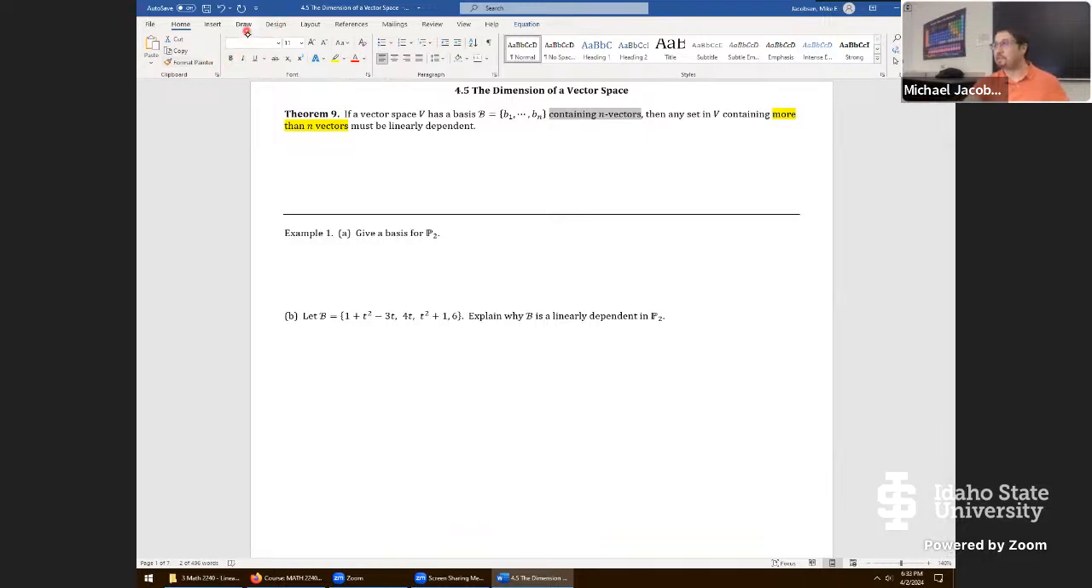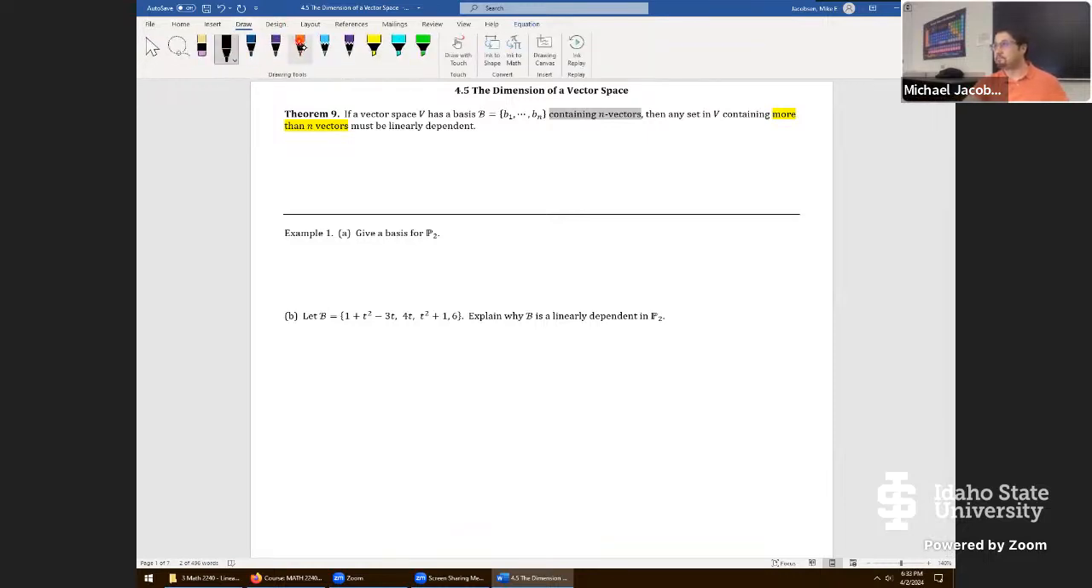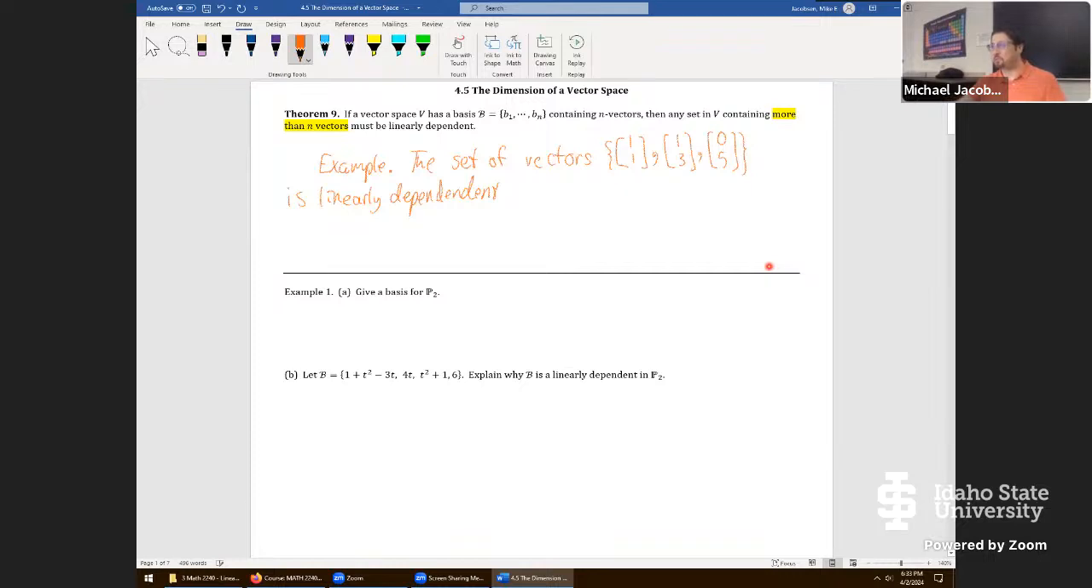Let's put down a quick example. The set of vectors, let's make it be (1, 1), (1, 3), (0, 5), is linearly dependent. And I thought I had enough space, but I don't think I do any longer. Let's add just a little bit more.